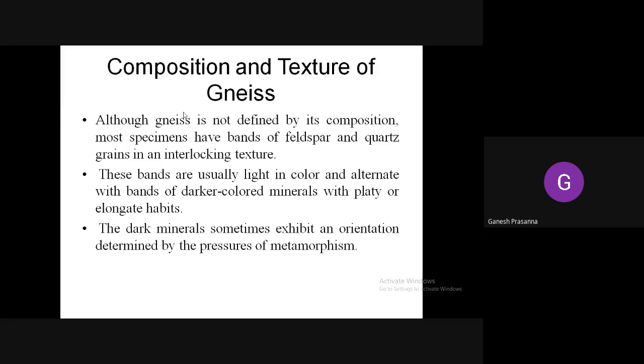Coming to the composition, you have to know how it is formed in nature, and what the composition and texture are. Gneiss is not defined by composition; it is defined by bands of feldspar and quartz in an interlocking texture. These bands are usually light in color and alternate with bands of darker colors, like one layer of light colored mineral and another layer of dark colored or platy minerals. The dark minerals usually exhibit an orientation determined by the pressures of the metamorphism.